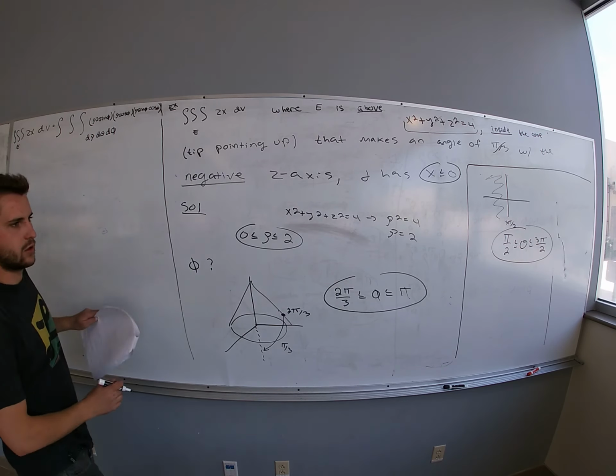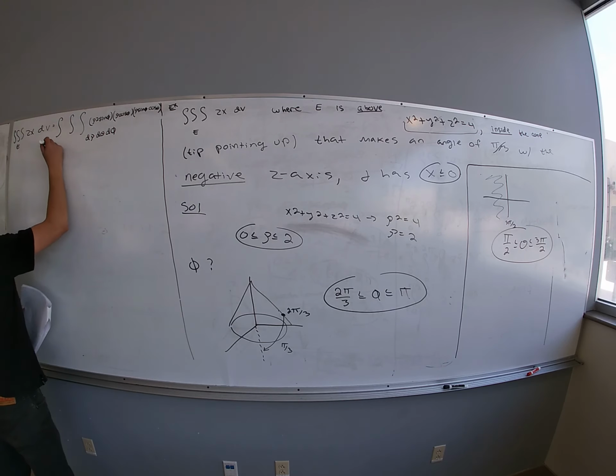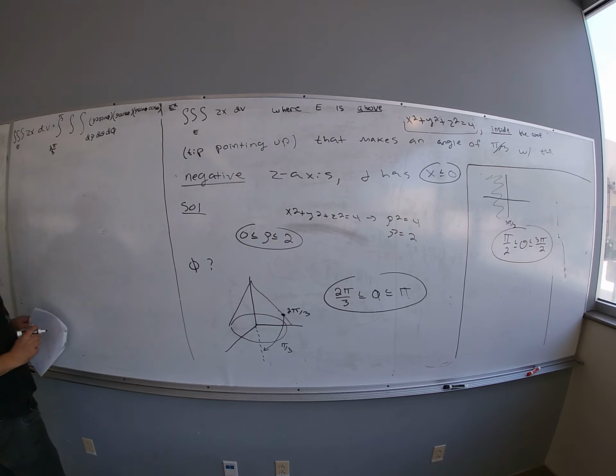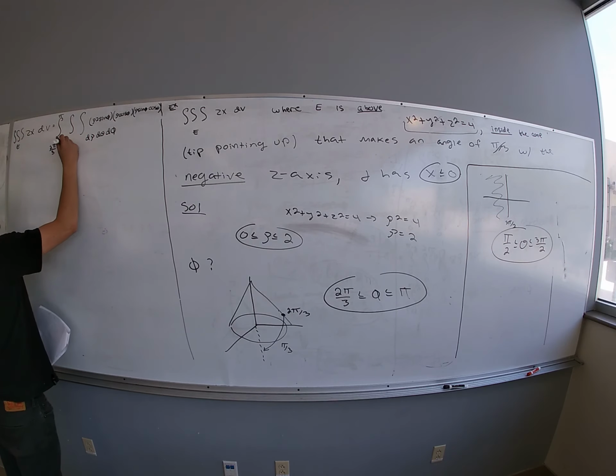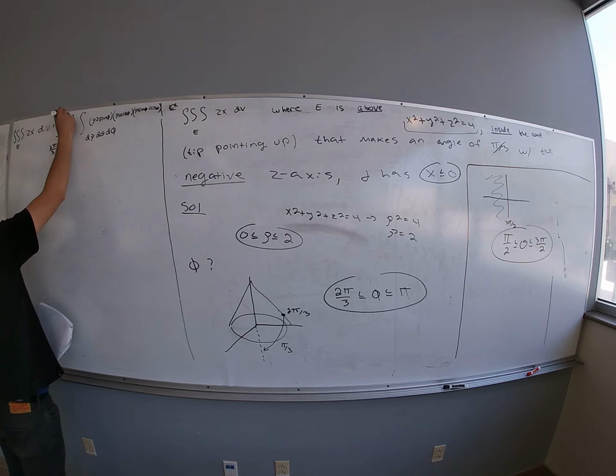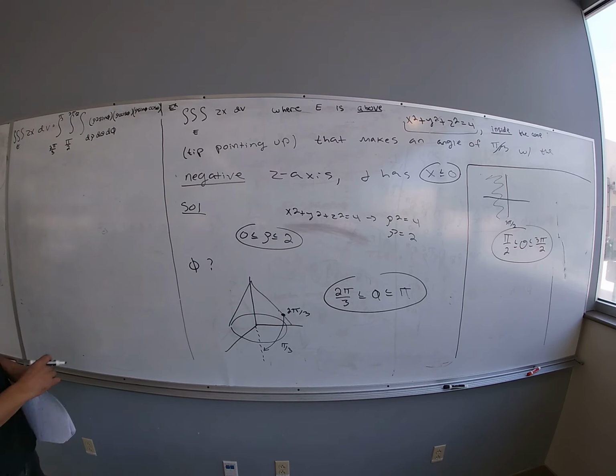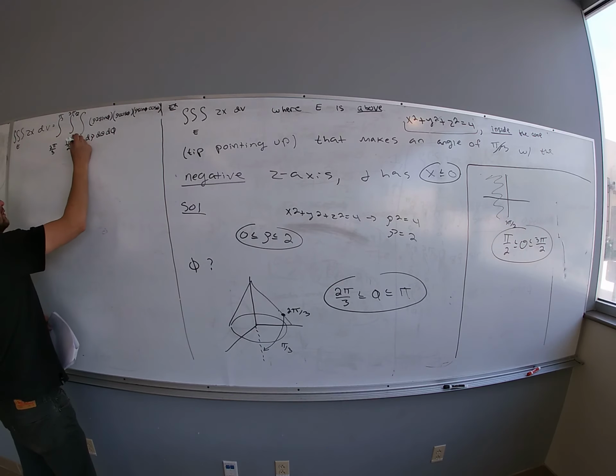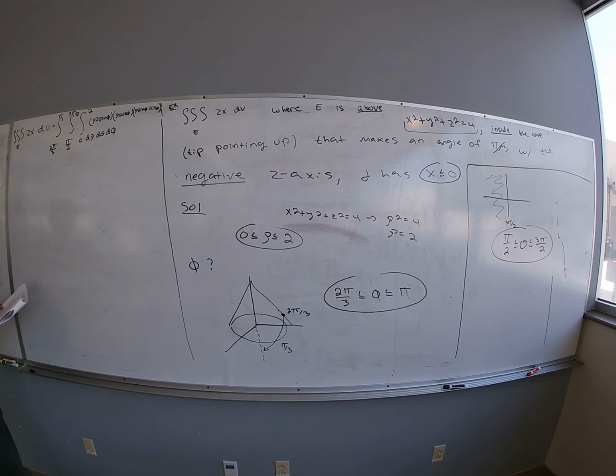Phi goes on the outer skirts. Okay, so that is going to be 2 pi over 3 up to pi. Next comes theta. That's pi over 2 up to 3 pi over 2. Finally, rho, 0 up to 2. Let's simplify this integral because it looks crazy right now. Integral from 2 pi over 3 up to pi. Integral from pi over 2 to 3 pi over 2.